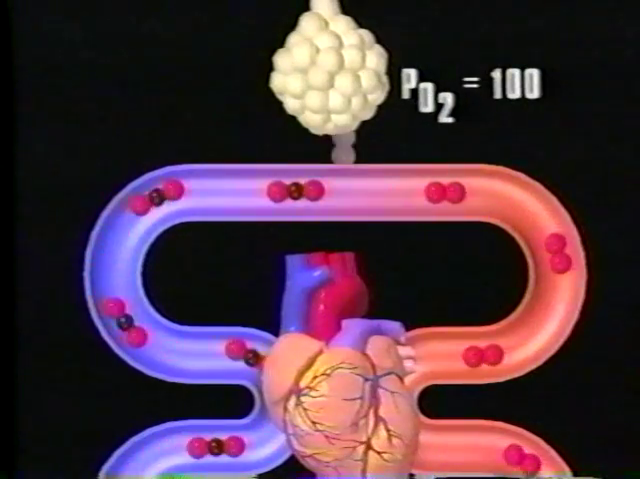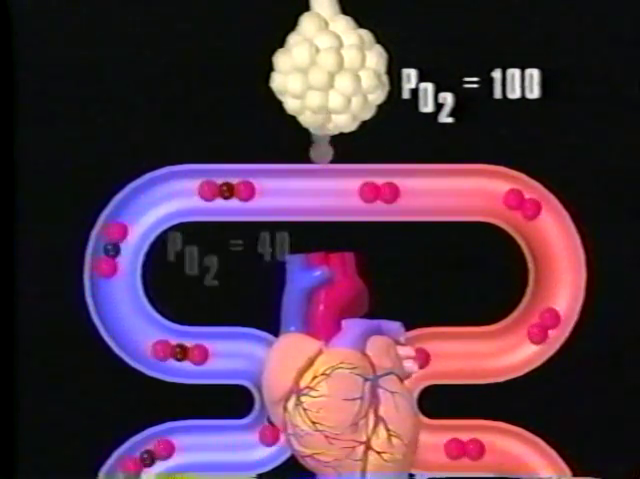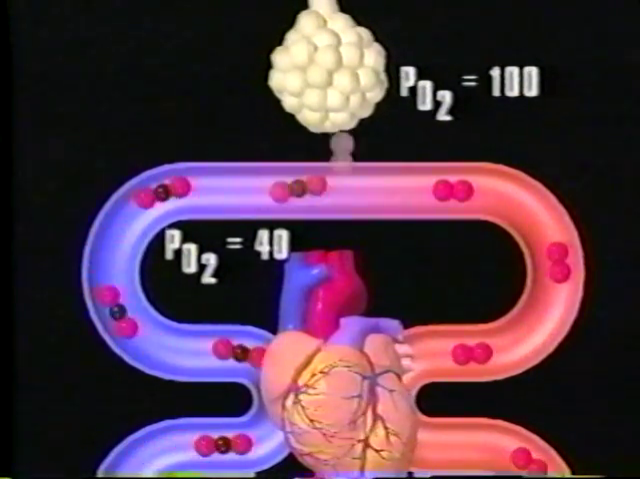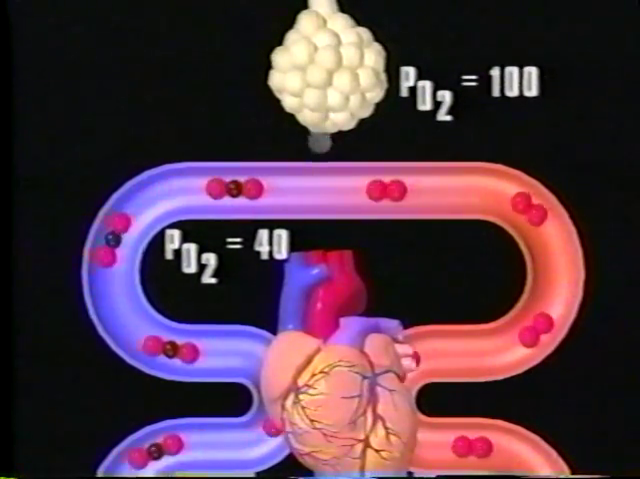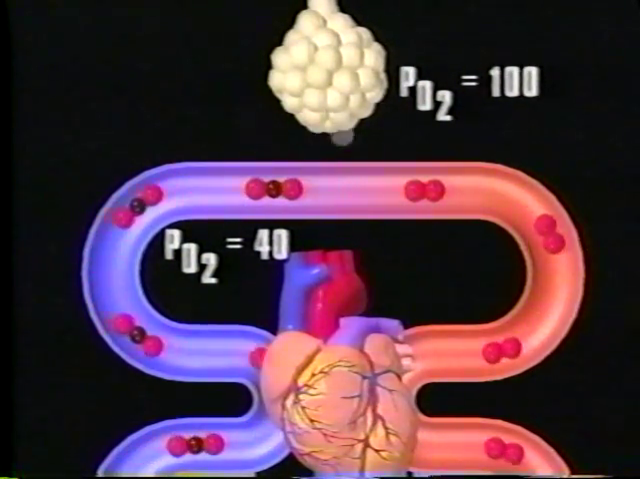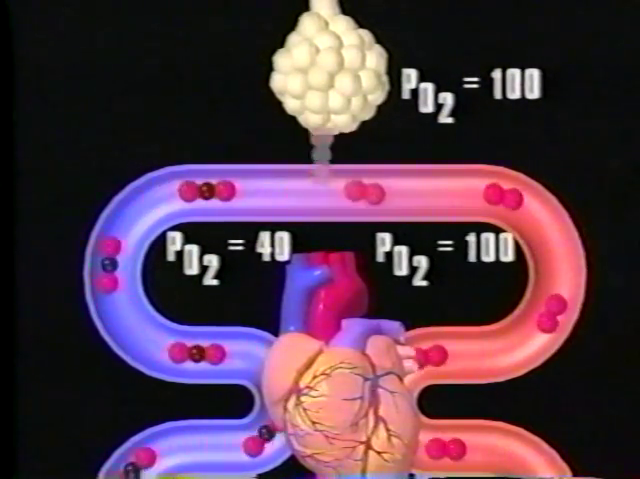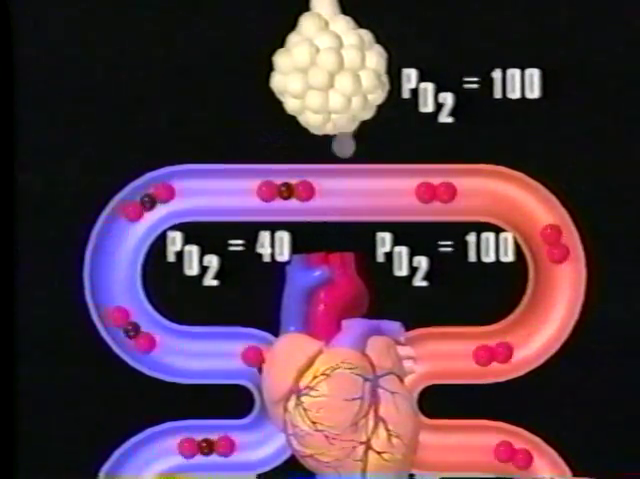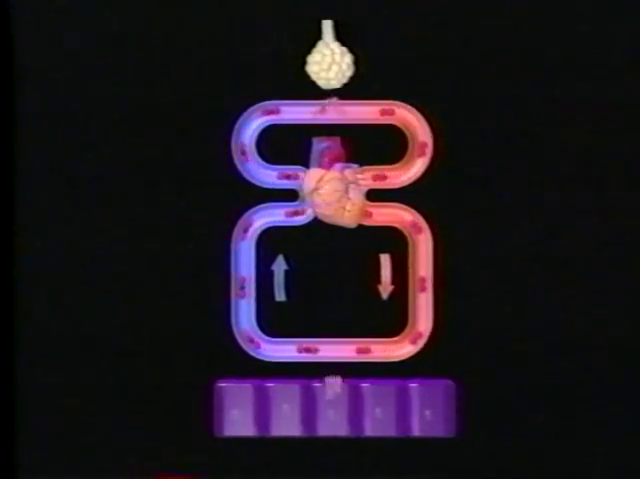But the oxygen partial pressure of deoxygenated blood entering the pulmonary capillaries is much lower, only 40 millimeters of mercury. Oxygen, which follows the partial pressure gradient, diffuses from the alveoli into the deoxygenated blood until equilibrium is reached. So the oxygenated blood leaving the lungs has an oxygen partial pressure of 100 millimeters of mercury. A similar exchange takes place between the capillaries and the body cells.